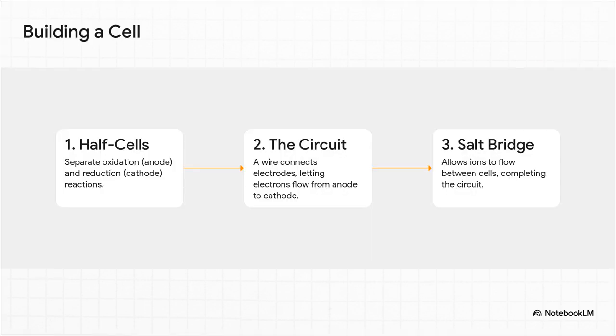So how do we build one? Well, first, we separate the two partners into their own containers, their own half cells. The oxidation, the electron loss, happens at a place called the anode. And the reduction, the electron gain, happens at the cathode. Okay, step 2. We connect them with a wire. This gives the electrons a highway to travel on. But, and this is crucial, without step 3, the whole thing would just stop. Why? Because as all those negative electrons flow to one side, it would get so negative so fast that it would actually repel any more electrons from coming over. The salt bridge is the solution. It lets other ions flow between the cells, keeping the charge balanced and letting those electrons keep on moving.